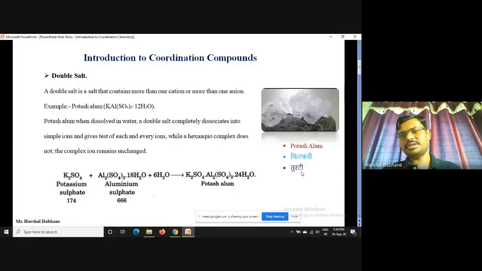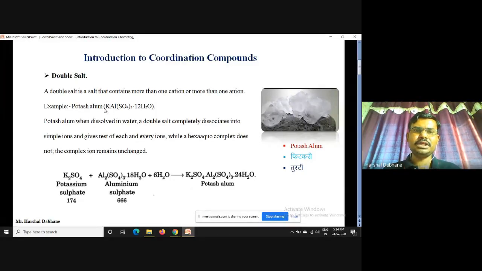In Marathi we call it turti, in Hindi we call it fitkari, and in chemical language we call it potassium alum. So this is a double salt. Now we try to understand what we mean by double salt. A double salt is a compound which contains more than one cation or anion. The best example is potash alum, having this formula. Here we have two cations.